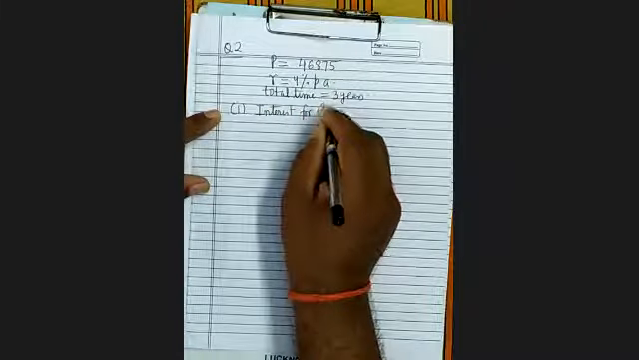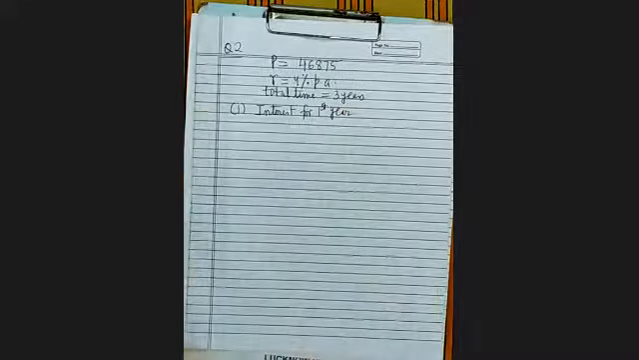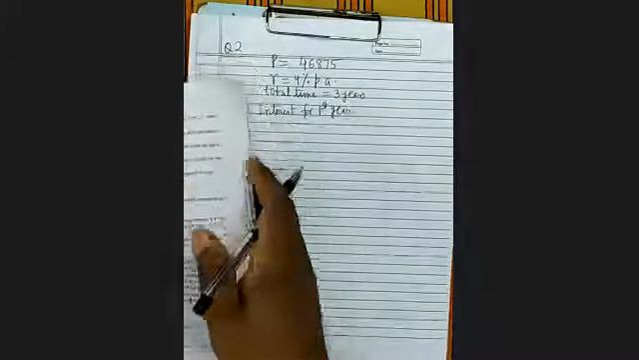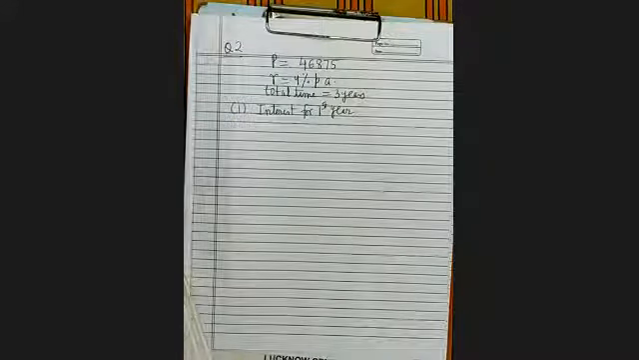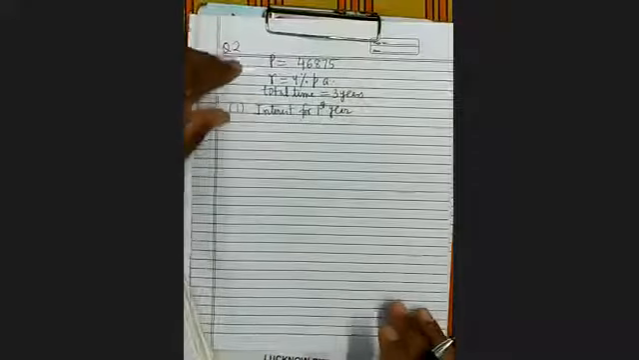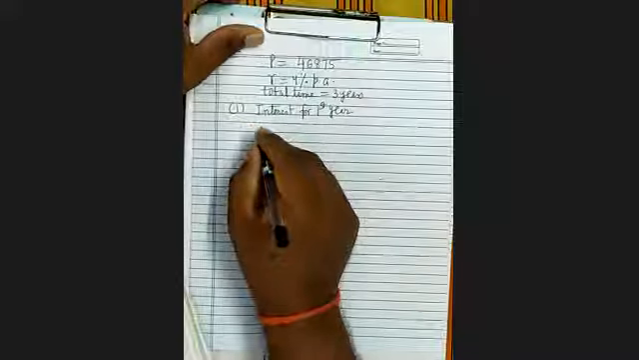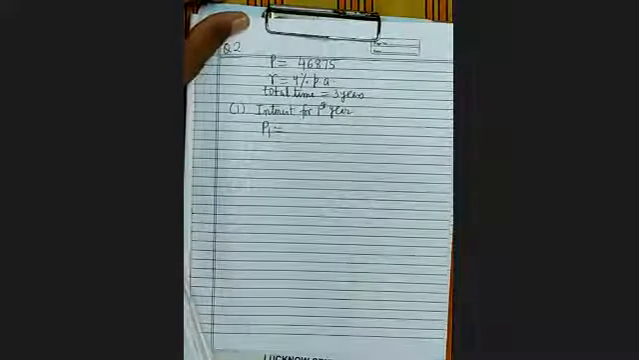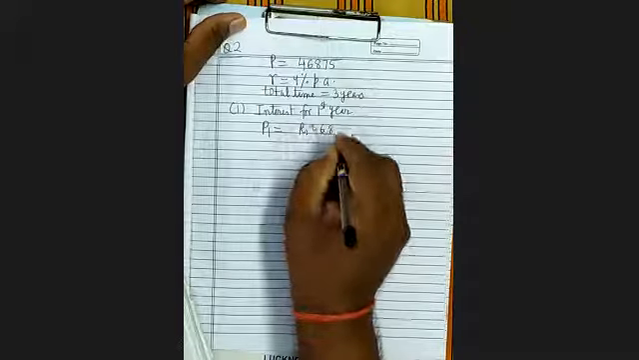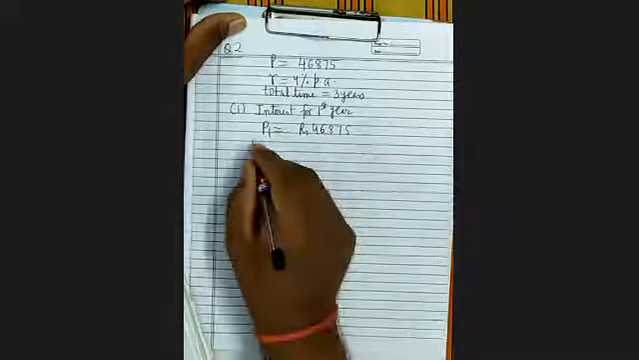For the first year, as I have already told, what is the principal for a year? The principal for the first year will be the original sum. So P1 equals the original sum, that is rupees 46875. Is it clear?